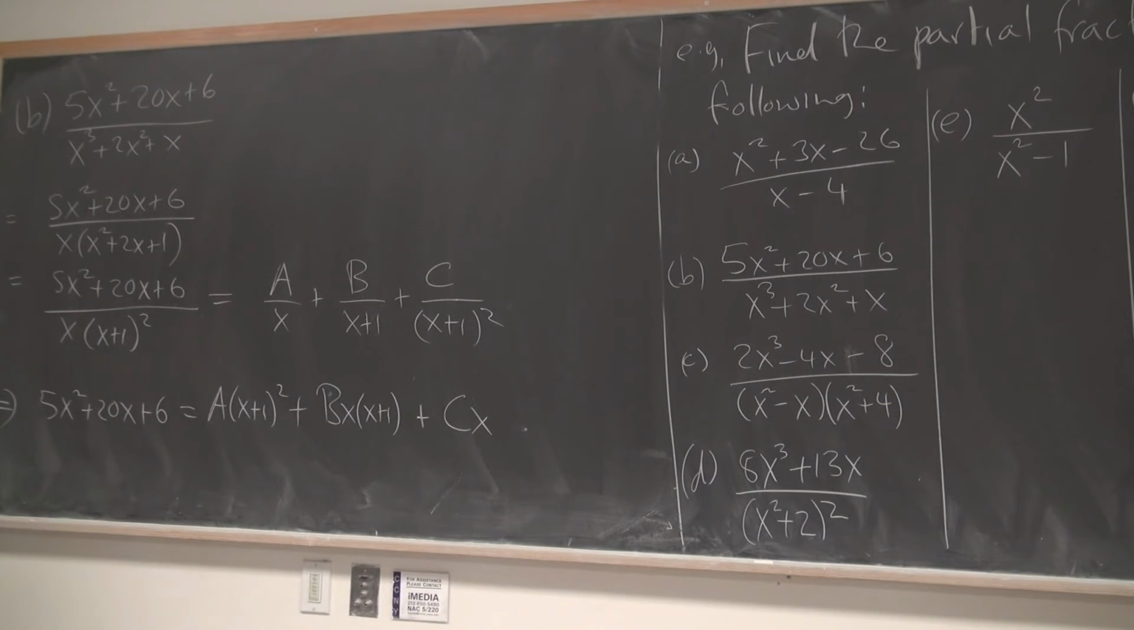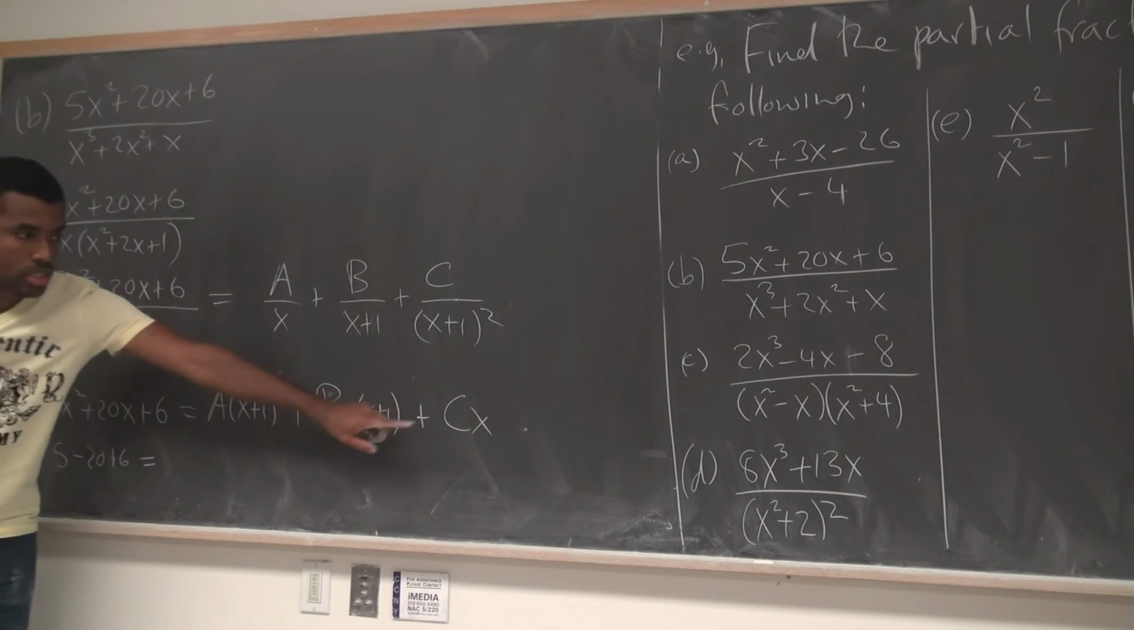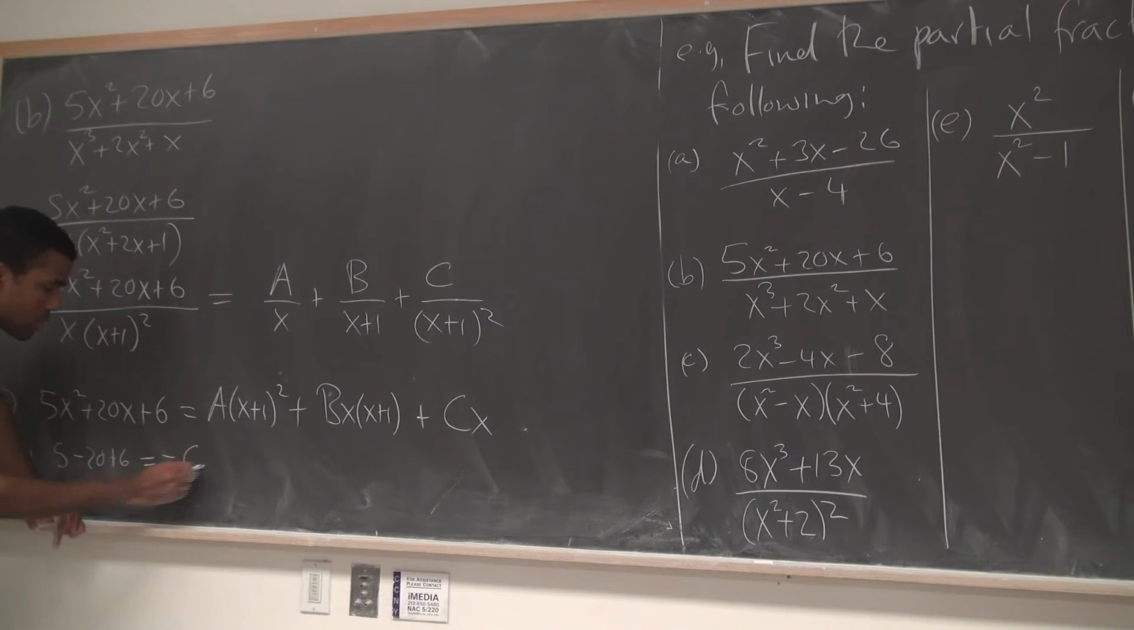At this point, can you think of any convenient values? Negative 1 and 0 seem pretty convenient. Let's do negative 1 first. Plug in negative 1 here. What do I get? I get 5 minus 20 plus 6. On that side, if I plug in negative 1, I kill this, I kill this. I just have minus C.